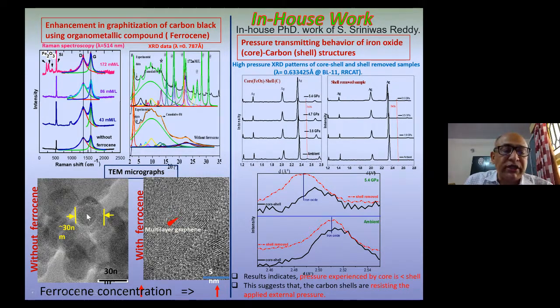In this carbon shell structure you have this iron oxide embedded as the core, and they were interested in the pressure transmitting behavior of this. So whether the iron oxide which is embedded in this carbon shell experiences pressure when external pressure is applied on the carbon shell. That's what they wanted to study. And indeed, when they performed the high pressure experiments at RRCAT at Indore using synchrotron radiation, they found that the pressure experienced by the core is lesser. However, it is there. And because it is less, the carbon shells are resisting the applied external pressure, and they are now interpreting these results, with more discussion going on.